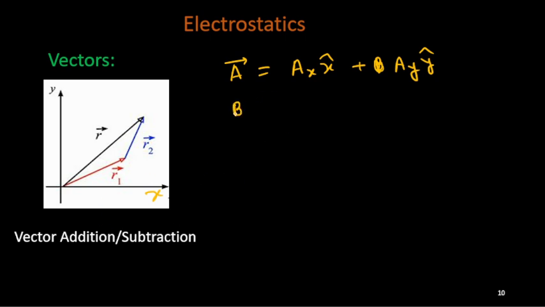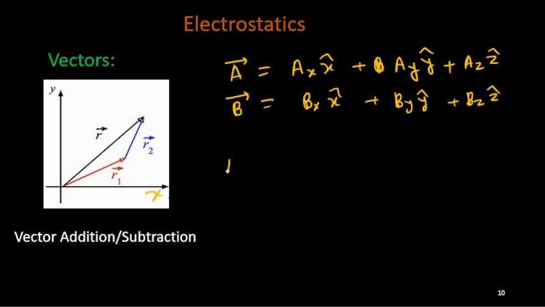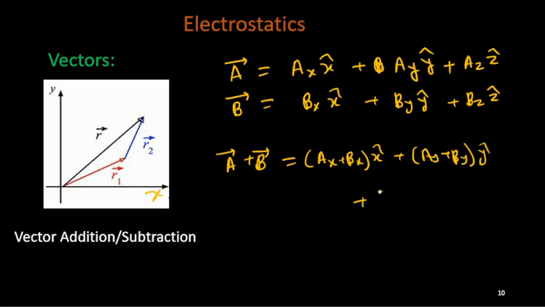So if I have another vector b, it has a bx x vector and a by y vector. It could be 2-dimensional, or it can have one more dimension, the z direction, a bz z vector. Then we can simply add these two vectors to get a new vector. Component wise, we can add them. Its value will be ax plus bx times x vector, ay plus by times y vector, and az plus bz times z vector. Similarly, you can subtract these two vectors.